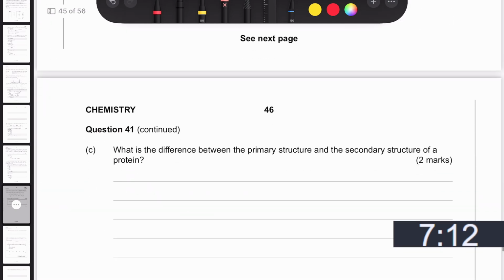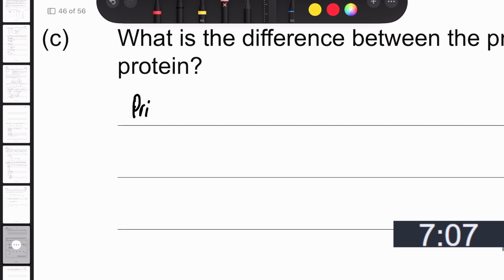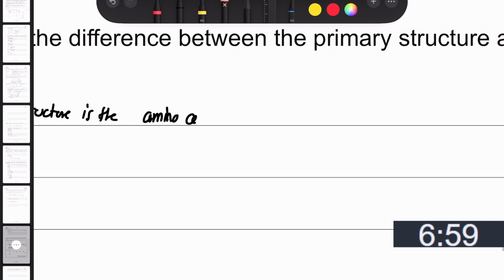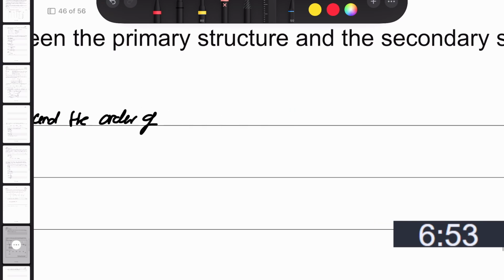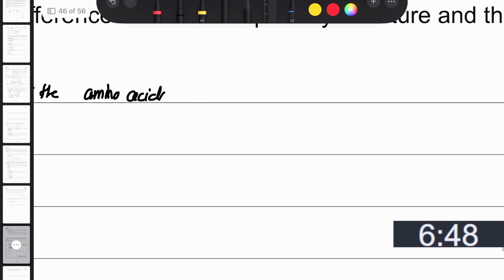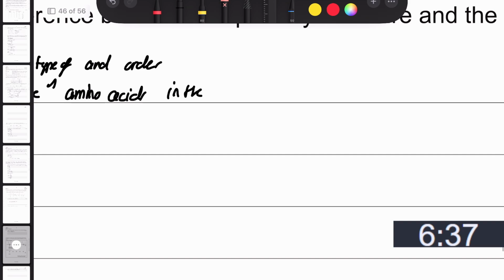There you go. What's the difference between primary structure and secondary structure of a protein? Primary structure is the amino acids and the sequence, the order. It is the type and order of amino acids in the polypeptide chain.